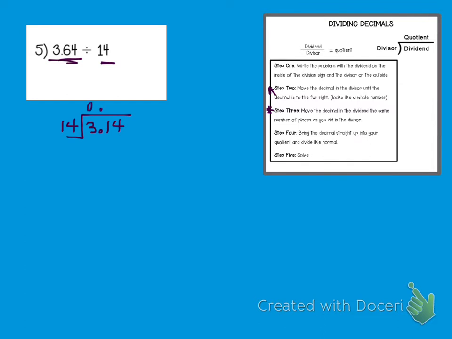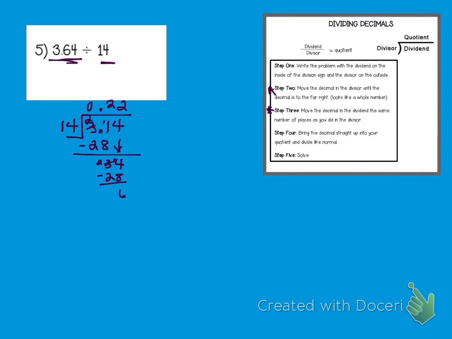14 does not go into 3. 14 does go into 31 2 times. 14 times 2 is 28. Okay. We have to borrow right here or regroup. 11 minus 8 is 3, and 2 minus 2 is 0. We're going to bring this down. See how many times 14 goes into 34. It's going to be 2 times. Minus 28. Again, we have to regroup. And then 14 minus 8 is 6.